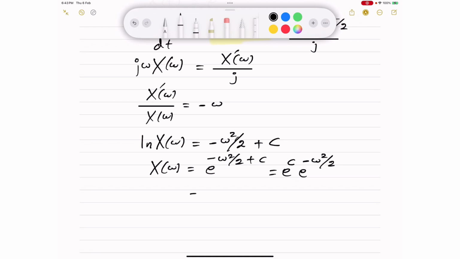Now e to the power c would give us another constant. Let's call it c naught, whatever. So we have c naught times e to the power minus omega squared divided by 2.